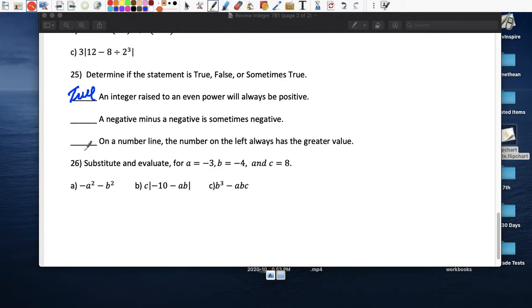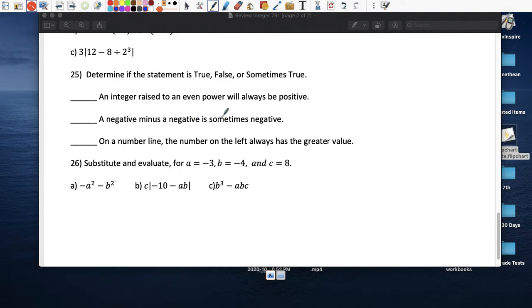True, always. If you're debating this, just try an example. Take a negative number and raise it to an even power, like 2, 4, 6, or 8, and see what happens. Then take a positive number and raise it to an even power. I'll choose 2. Negative 2 times negative 2 is positive 4, and 4 times 4 is 16. No matter what, even if you raise to the 20th power, as long as it's an even power, your answer will always be positive. So that's always true.